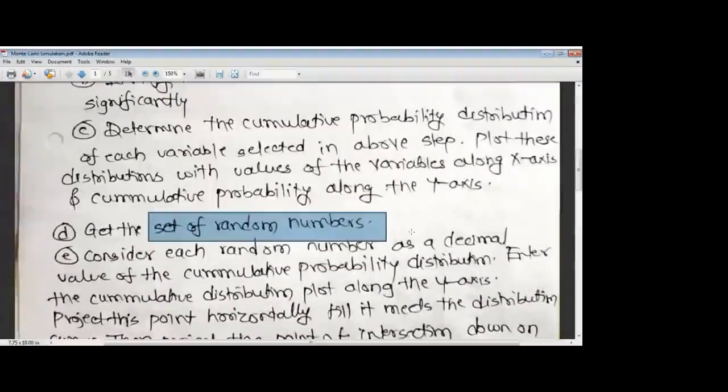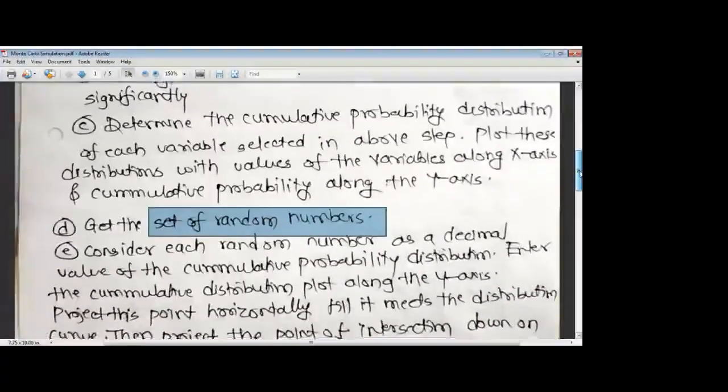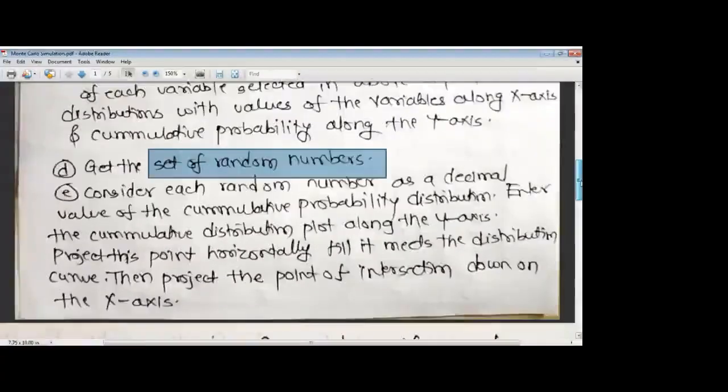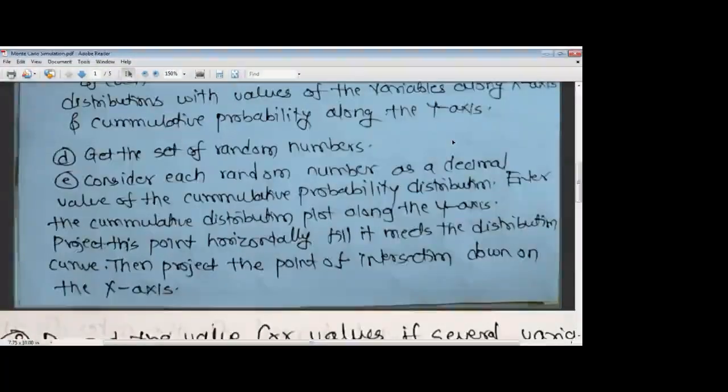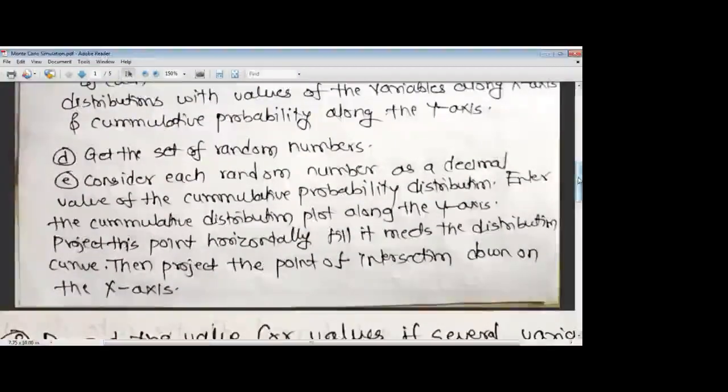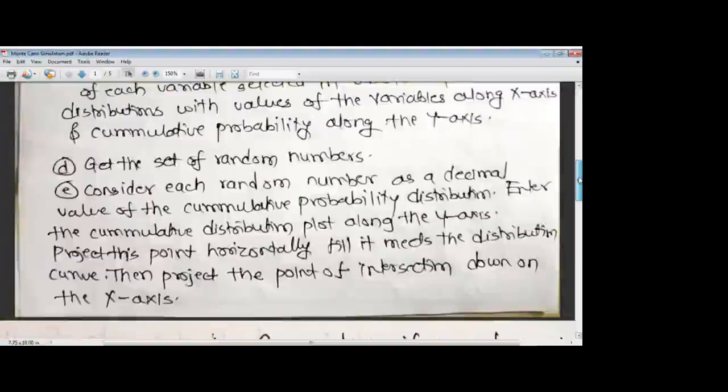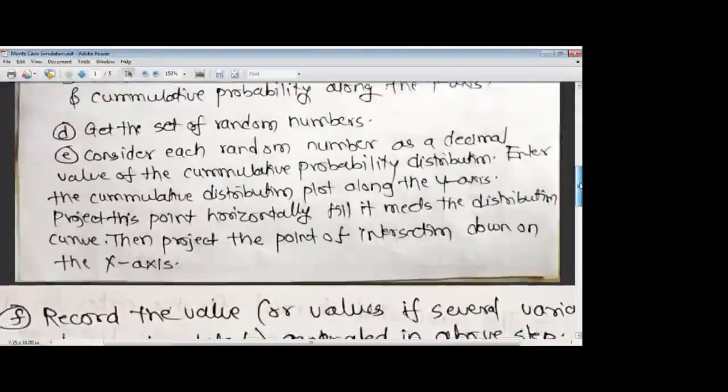For university problems, we'll be directly given this set of random numbers, but I'll also be taking one numerical in the case where the random numbers are not told to be generated for you. What happens in that particular case, that also I'm going to cover. But in today's numerical, we are going to see one in which our random numbers are already given to us.